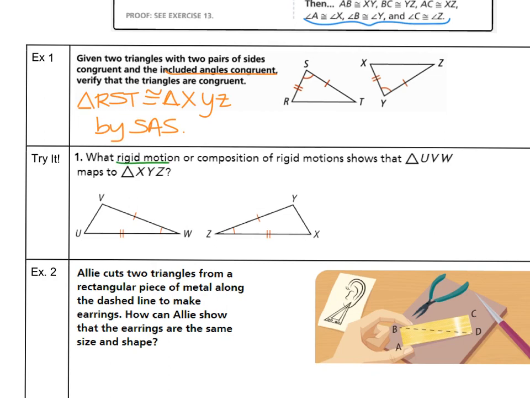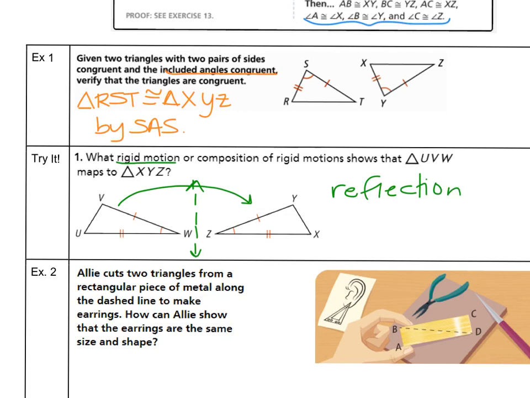So a rigid motion is either going to be a reflection, a rotation, a translation, or a glide reflection. It looks to me like we could just draw a line right through the middle and say that triangle UVW just reflects over to triangle XYZ. So I would think this is simply a reflection.